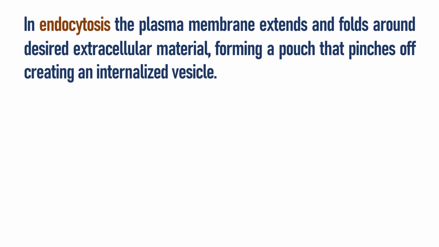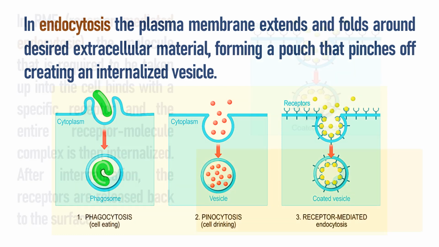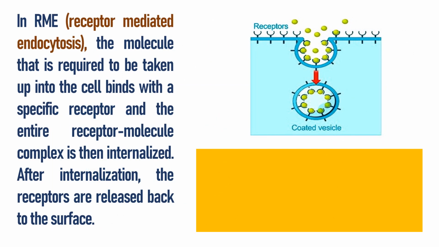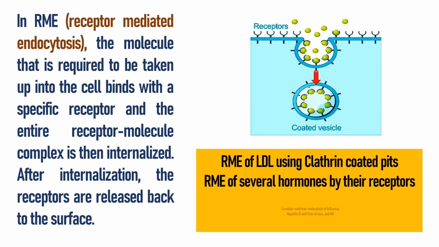In endocytosis, the plasma membrane extends and folds around desired extracellular material, forming a pouch that pinches off, creating an internalized vesicle. In receptor-mediated endocytosis, the molecule that is required to be taken up into the cell binds with a specific receptor, and the entire receptor molecule complex is then internalized. After internalization, the receptors are released back to the surface.